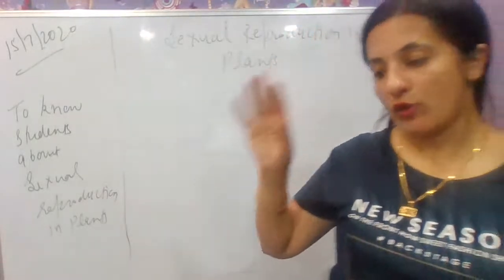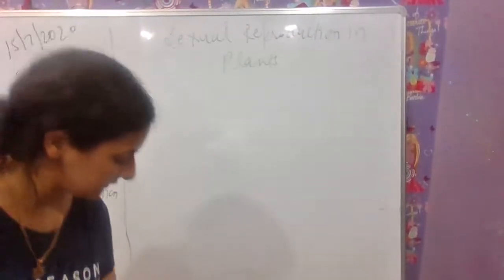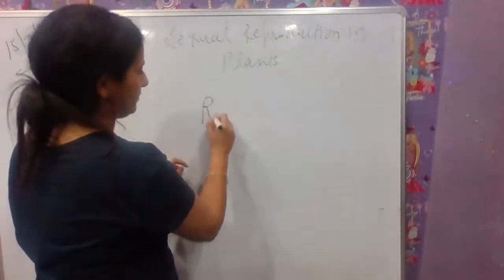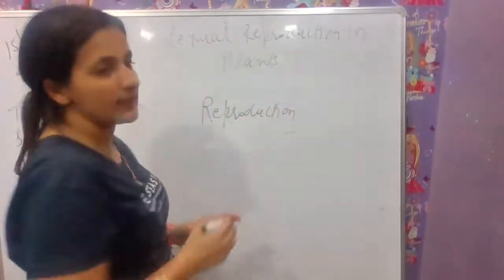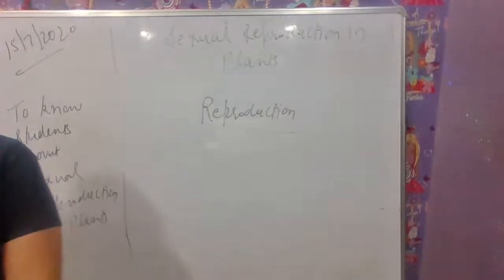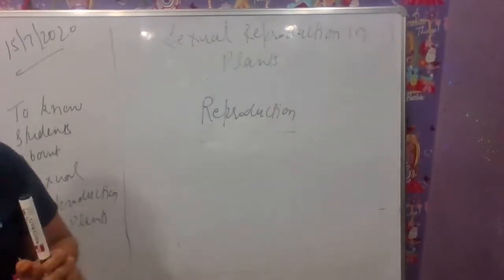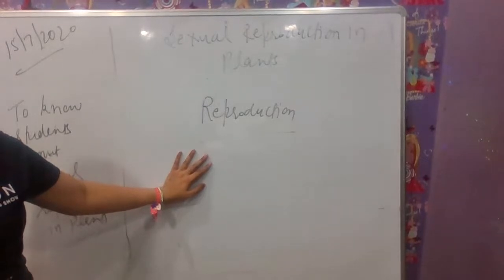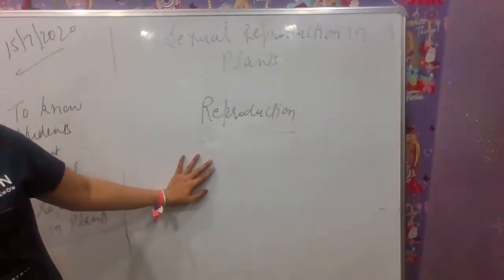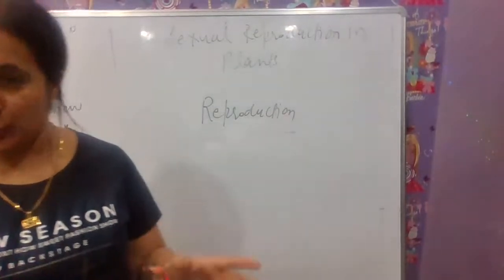First of all, what is reproduction, beta? Reproduction is the formation of new individuals of the same kind, and they multiply in number. Okay, beta, this is called reproduction. Now, what is the need of reproduction? The need of reproduction is for the continuation of life, for preservation of species, for the replacement of dead individuals, and it plays an important role in evolution.